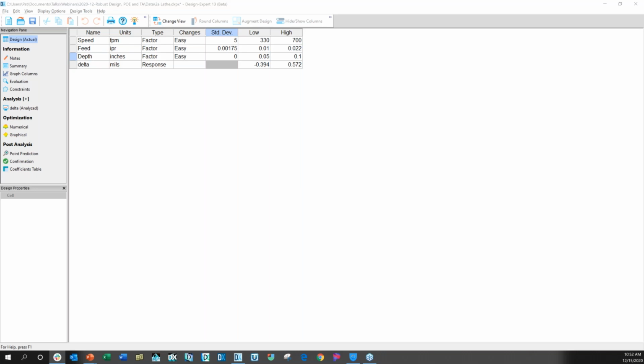Okay, so basically you just have to treat it like a controlled factor during the experiment. You have to be able to control it so we can build it into the model. Then once the experiment's done, then you treat it as a factor you can't control.